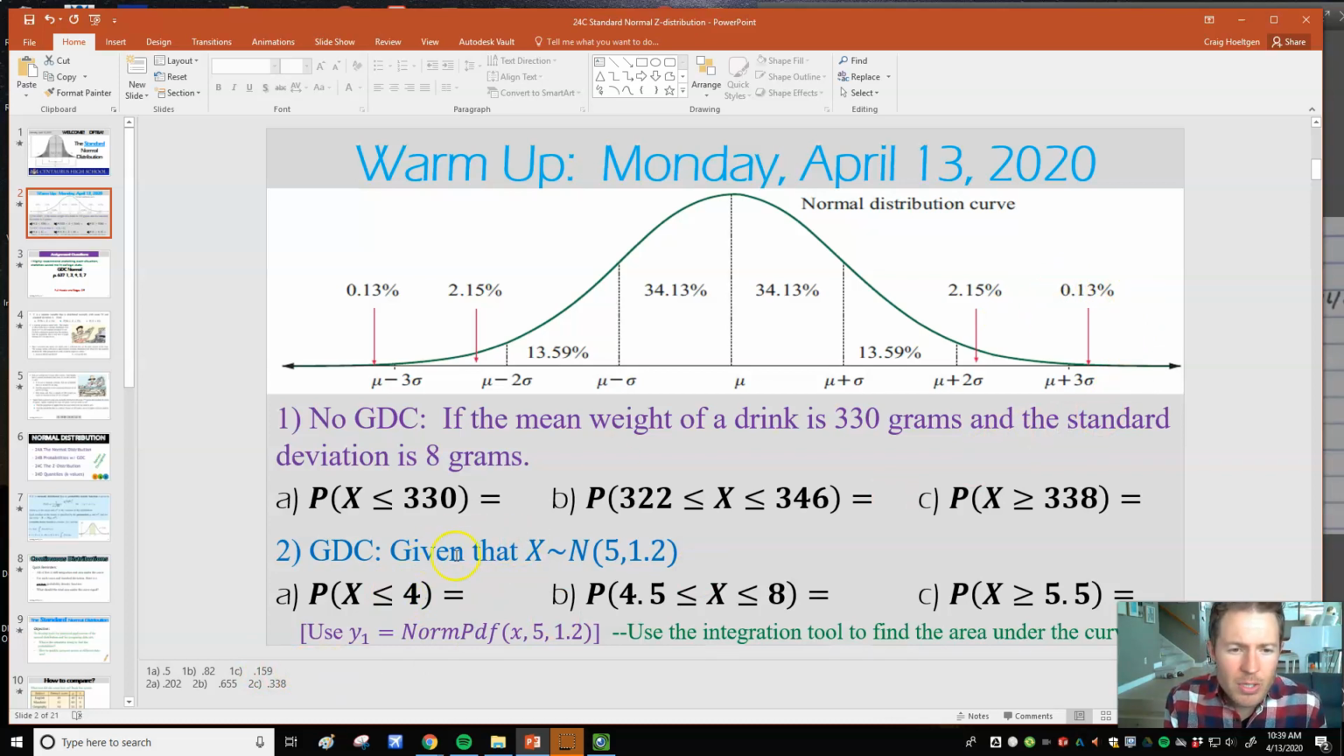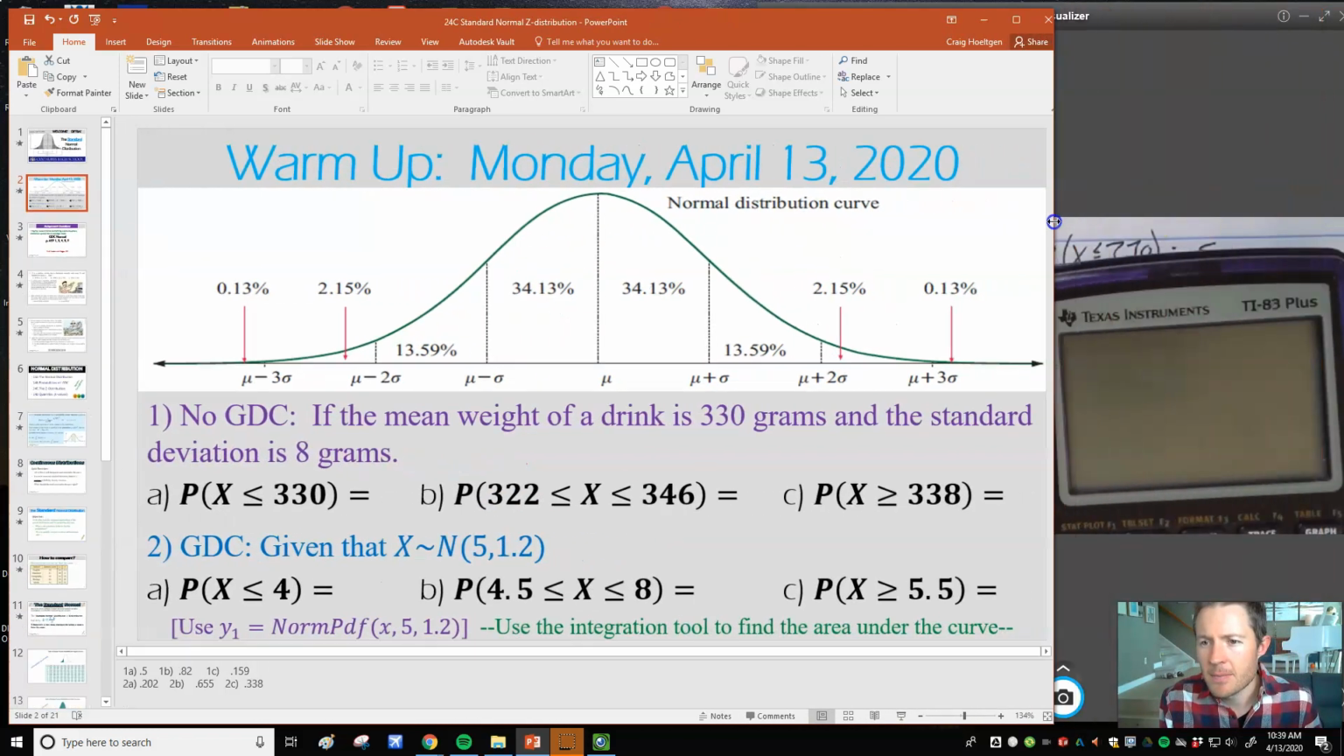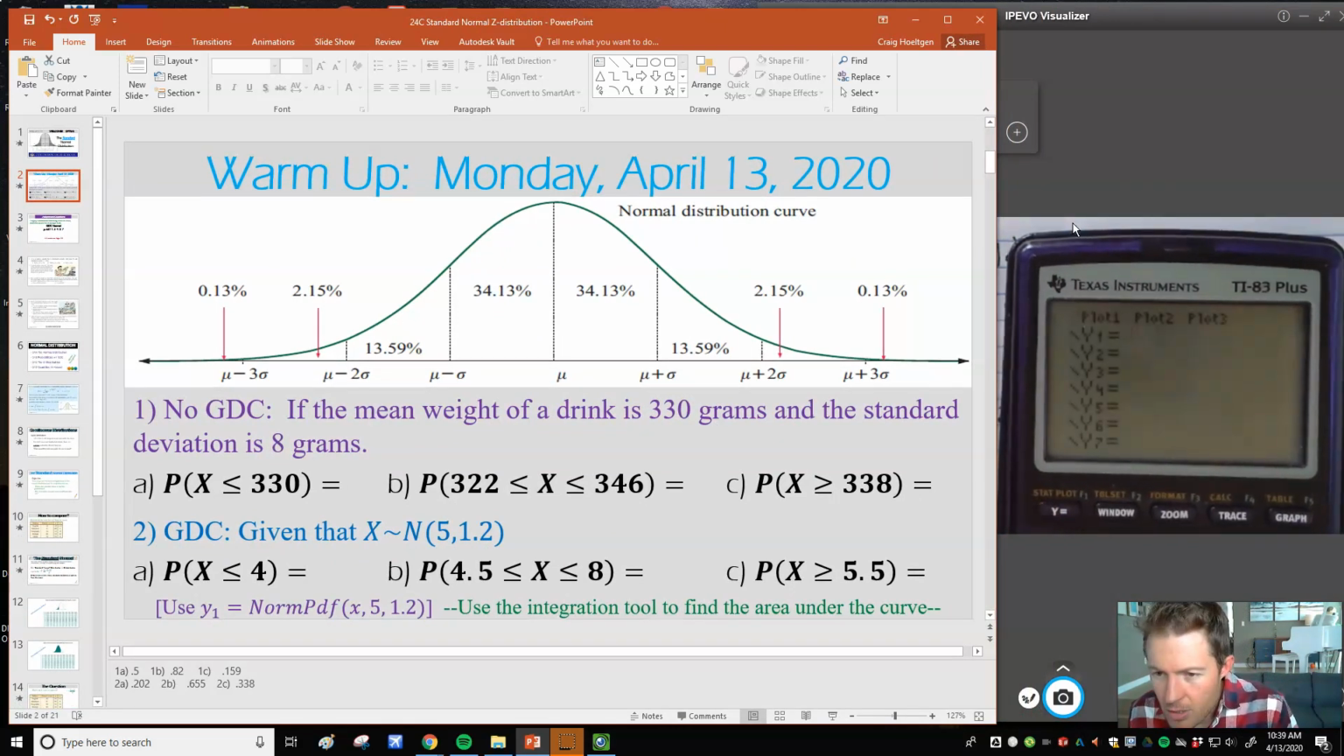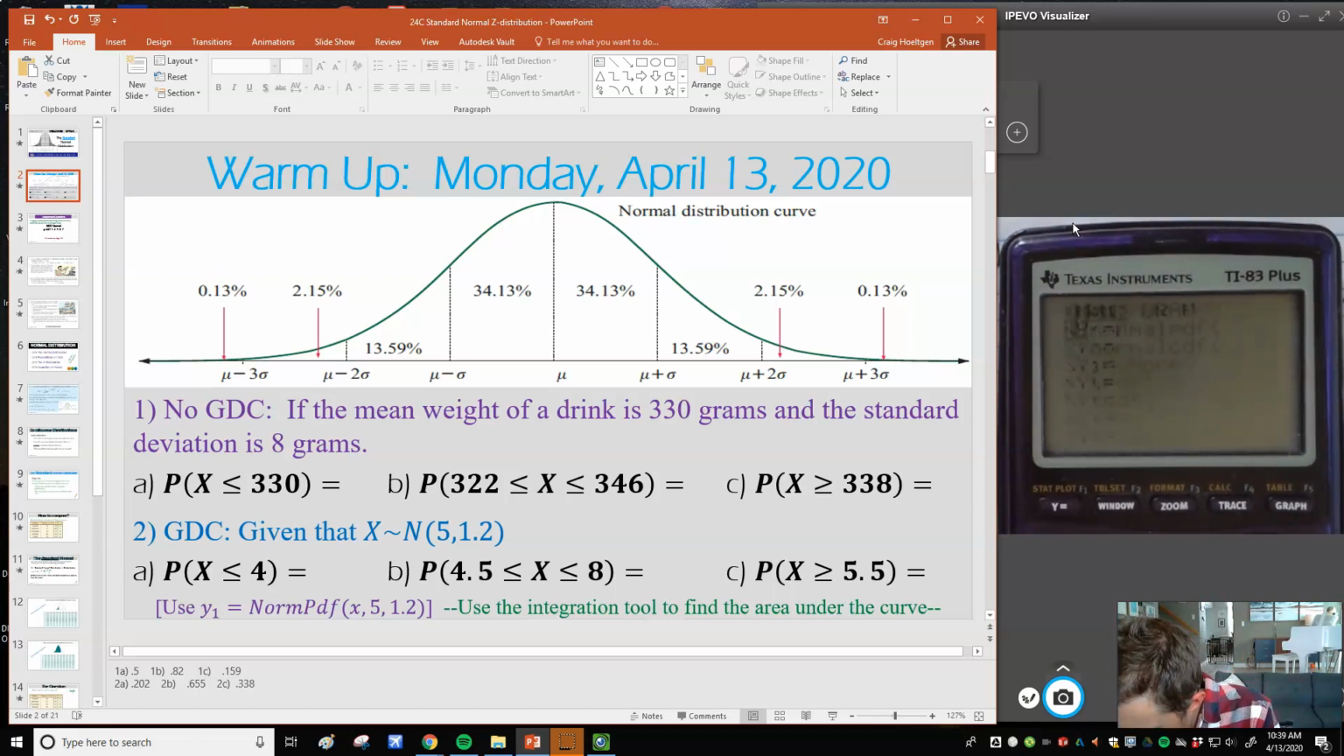All right, let's practice using our calculators now. So what this tells us is there's some variable distributed normally with this mean and this standard deviation. Okay, so let's go ahead and go to our calculators. Let me pull over so you guys can see this. From our y equals, I'm going to go vars. I'm looking for the normal PDF. There's my normal PDF. And as I said over here, x, 5, and 1.2. So we have x, comma 5, comma 1.2.